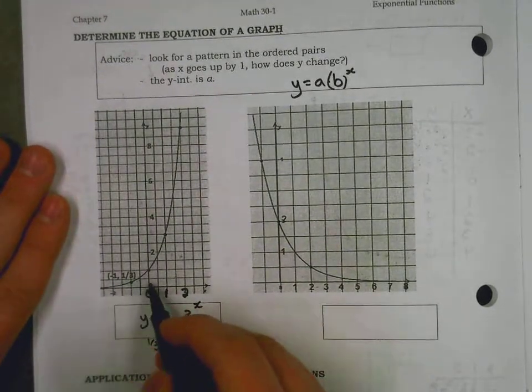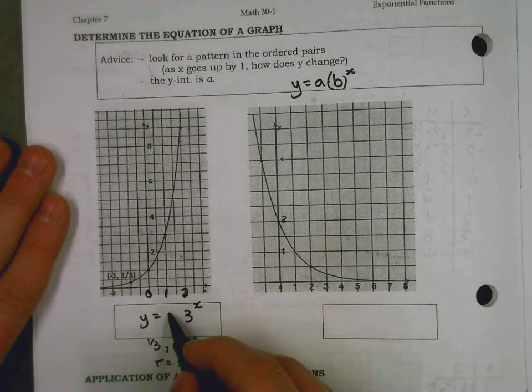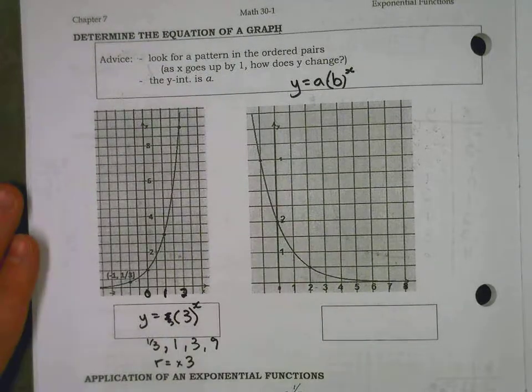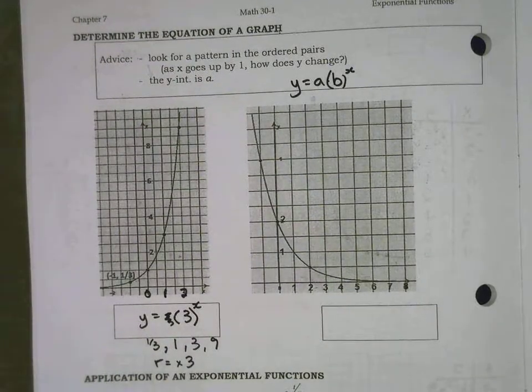What is your y-intercept? 1. So we can simply say it's 1 times 3 to the power of x. And in fact, that 1 really isn't necessary. So this is the graph of 3 to the power of x.